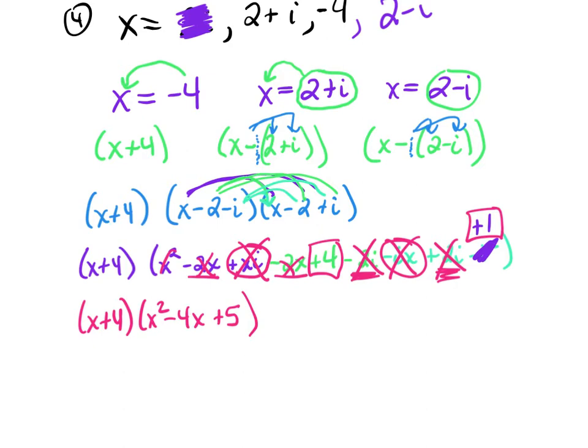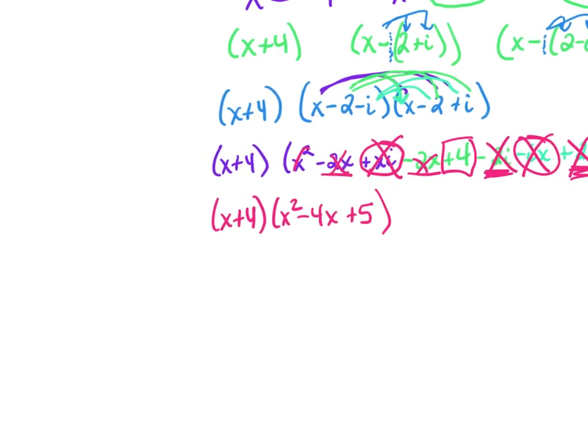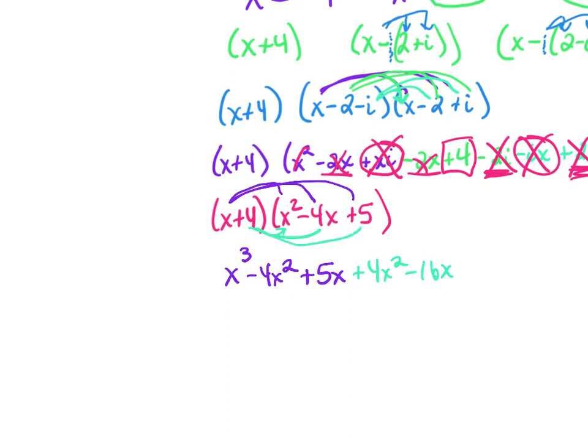So now all we do is just distribute again. So x times x squared is x cubed. x times negative 4x, negative 4x squared. x times 5 is plus 5x. 4 times x squared is plus 4x squared. 4 times negative 4x is negative 16x. And 4 times 5 is 20.